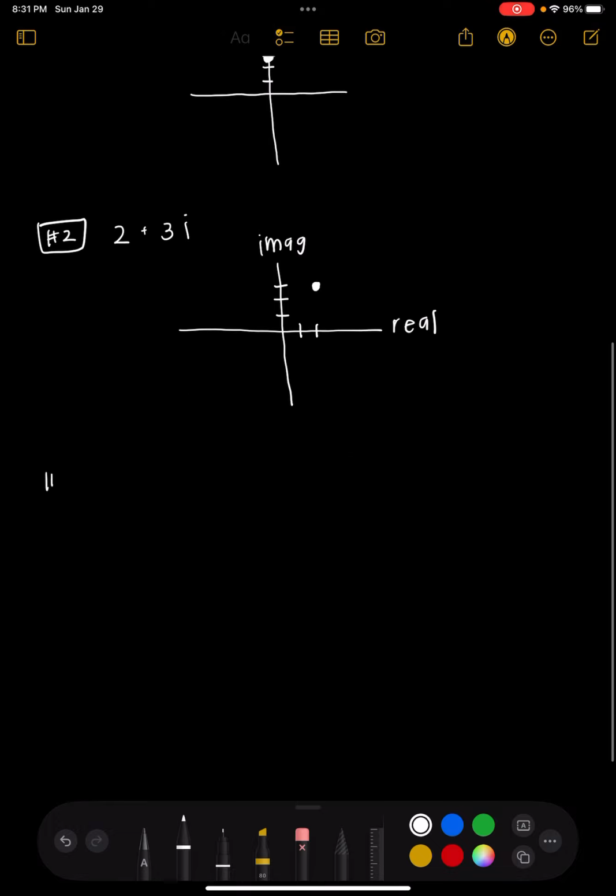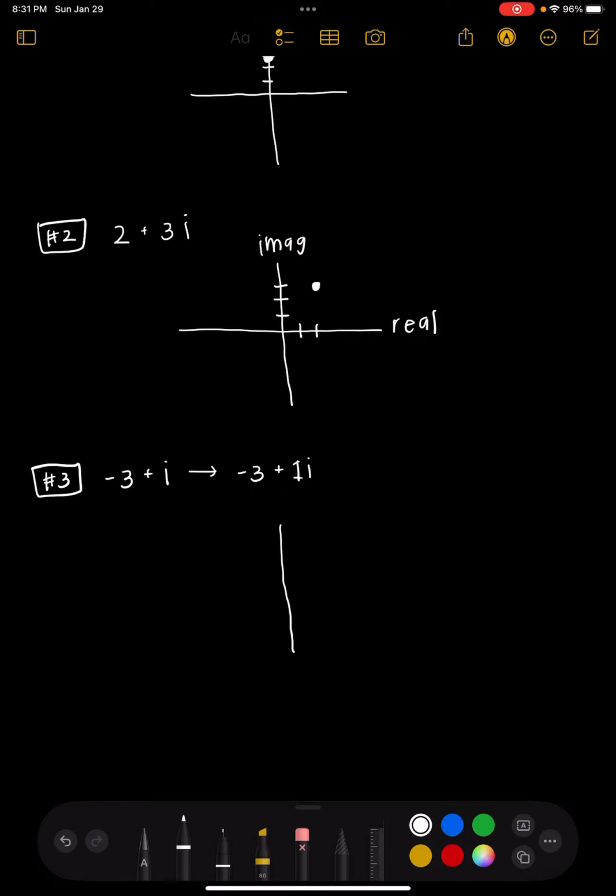All right, let's look at the third example. The third example, we want to graph -3 plus i. Now -3 plus i, another way to write it would be -3 plus 1i. Remember, anything with just a variable in it, we can put a 1 in front of there.